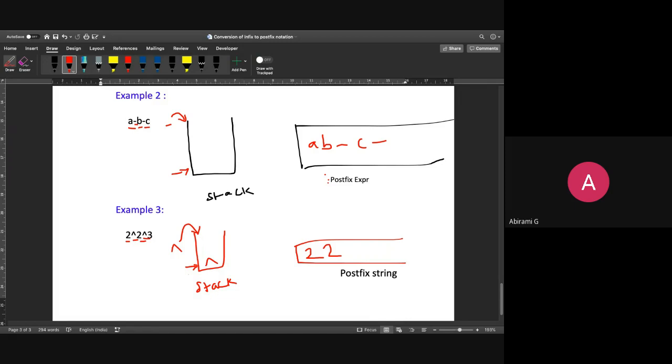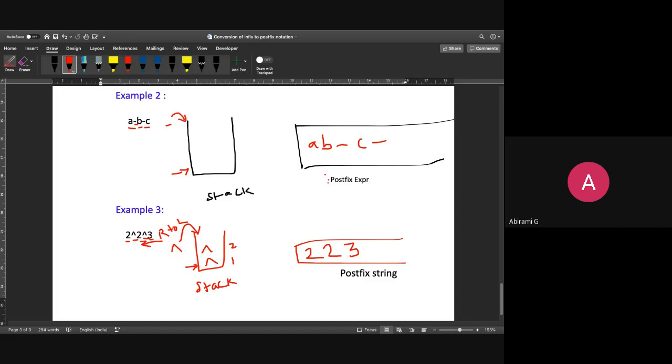For right to left associativity, we have to scan from right to left. The second one that appears has the higher precedence, so we can place the second exponent operator over the first exponent operator. Right to left means this will appear first, so we can place it. Now again the next input symbol is 3. That is an operand, so place it into the postfix string.